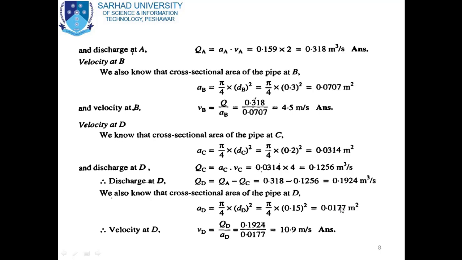Now using this area and QD, we will find the velocity at point D, which is VD is equal to QD divided by AD is equal to 0.1924 divided by 0.0177. So we will get the velocity at point D is equal to 10.9 meter per second, and this is the answer of our example 6.2.